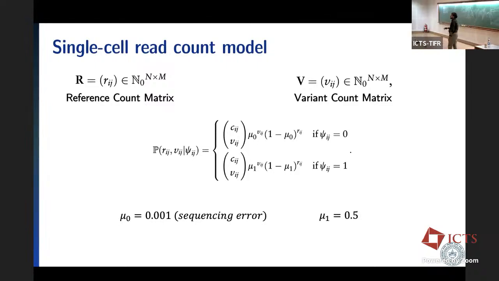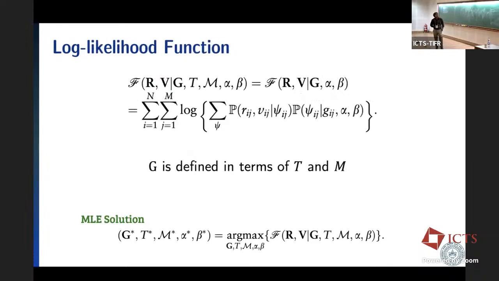So now I think we have every component to define the total probability of our model. This is how the log likelihood function looks, okay? Look at this particular function. What do we have? This is our observed data: the reference counts, and these are the variant counts, V. And then we have all these different parameters. G is the true genotype matrix, which we are trying to infer. T is the tree. M is the mutation placement on the tree. Alpha and beta are the false positive and false negative rates.